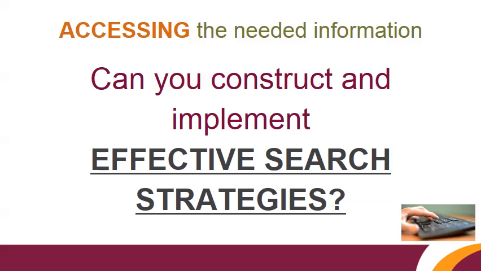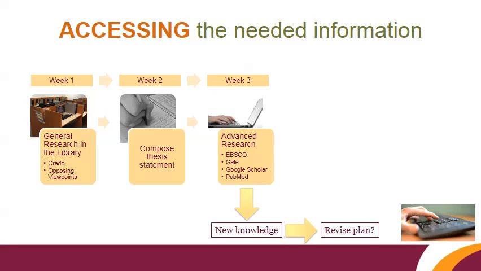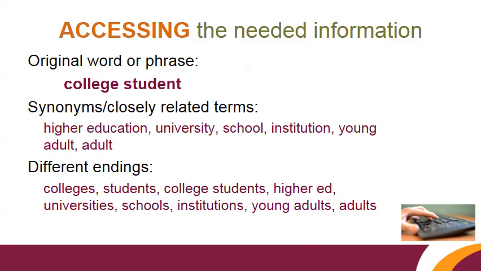Are you able to utilize effective search strategies when searching information retrieval tools? Make sure you follow a research plan. First, search for sources pertaining to item A. Tomorrow, search for sources pertaining to item B, and so forth. As you learn new information from your searches, you may need to revise your plan. As you search, make sure you make note of keywords, synonyms, and closely related terms. Using these terms in different combinations or with alternate endings to the root words can help you find additional relevant results.